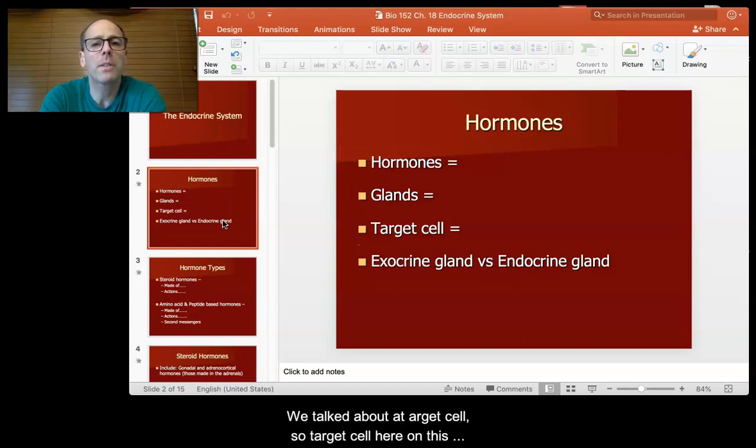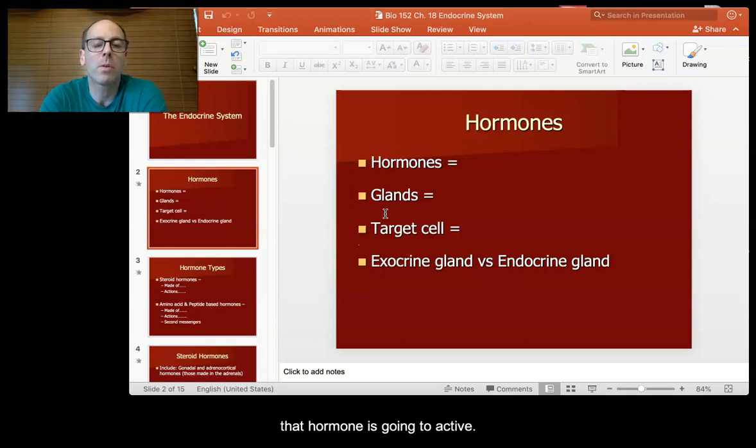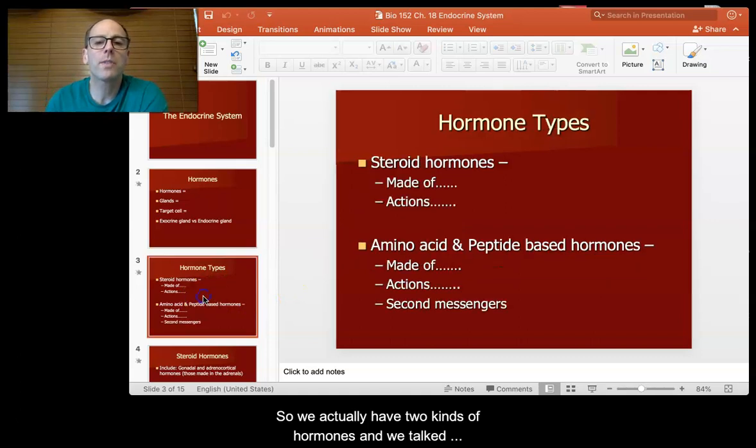Now, a target cell here on this slide is whatever cell or tissue that hormone is going to activate. So it activates the cell through that hormone pathway. That's what the target cell is. We actually have 2 kinds of hormones, and this is a callback to when we talked about chemistry. We have steroid-based hormones, and steroids are lipids. And then we have protein-based hormones that are made of amino acids, and they work really differently.